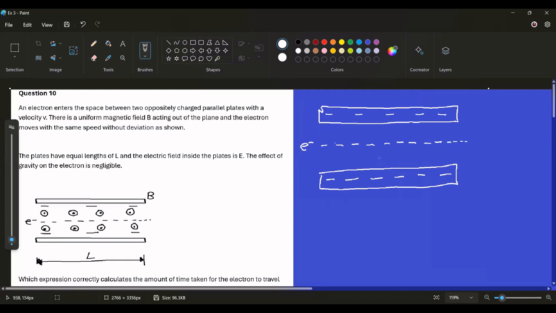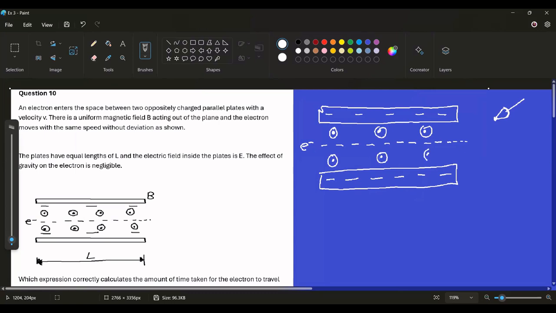They tell us that there is a magnetic field coming out of the plane. How do we represent it? We represent it with a point in a circle, like an arrow coming at you, right? So when you see this, you see that, okay, my B is shooting out towards me. There's a magnetic field shooting out towards you.